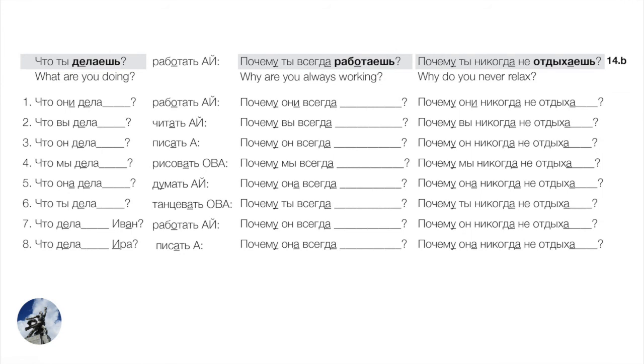Okay, number 5, что она делает? What's she doing? Why is she always thinking? Okay, думать, that's an I verb, should be easy. Почему она всегда думает? Почему она никогда не отдыхает? Why does she never relax? Why is she always thinking?